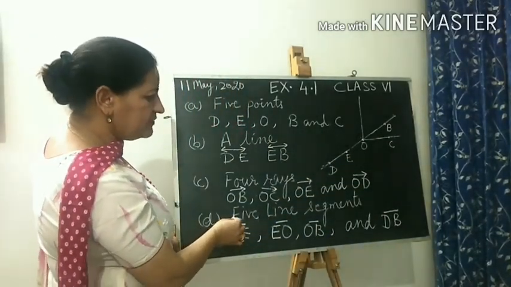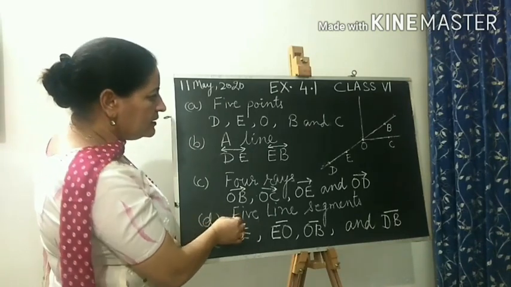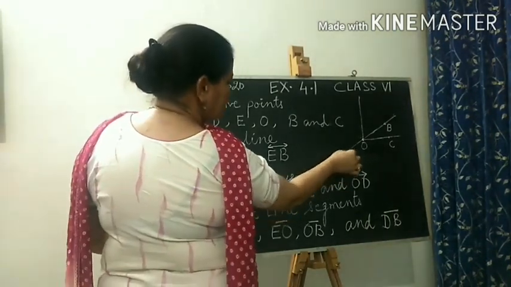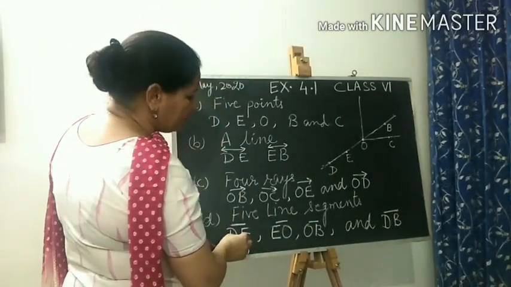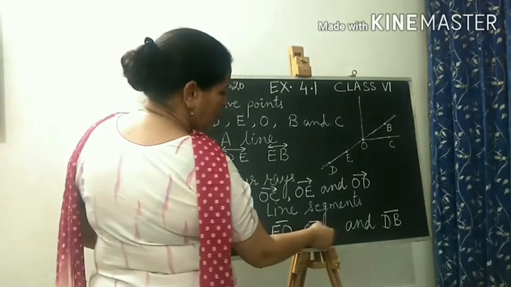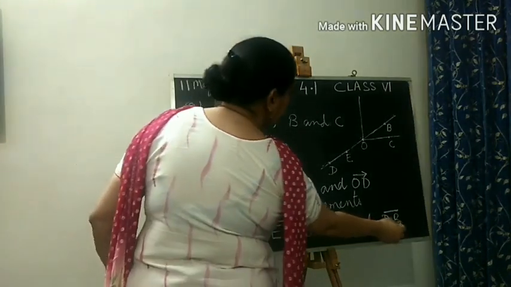Now we have 5 line segments. Line segments are again part of a line with 2 fixed points. We can write any of them. They are DE, EO, OB and DB.